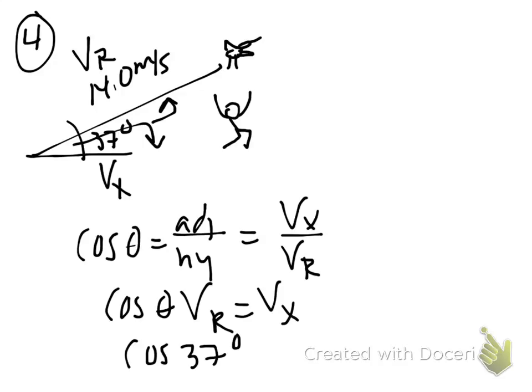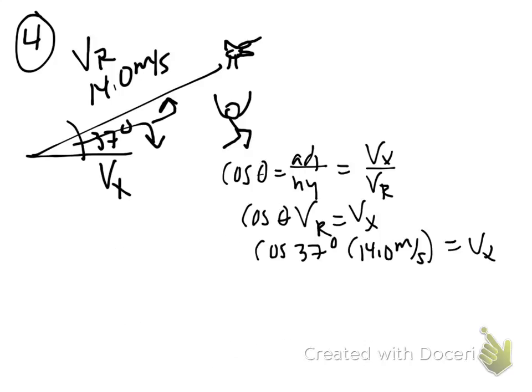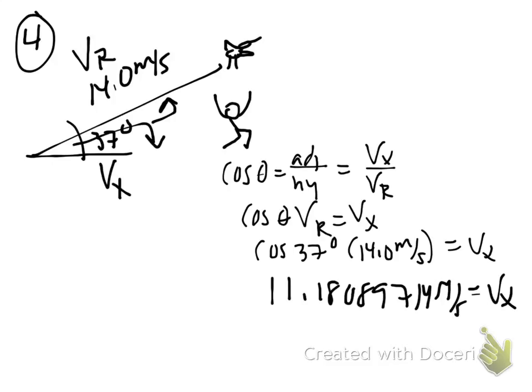Cosine of 37, 14.0 meters per second, equals Vx. Okay, so we get 11.1808974 meters per second equals Vx. Sig fig it out, you have to run at 11 meters per second to stay directly underneath her.